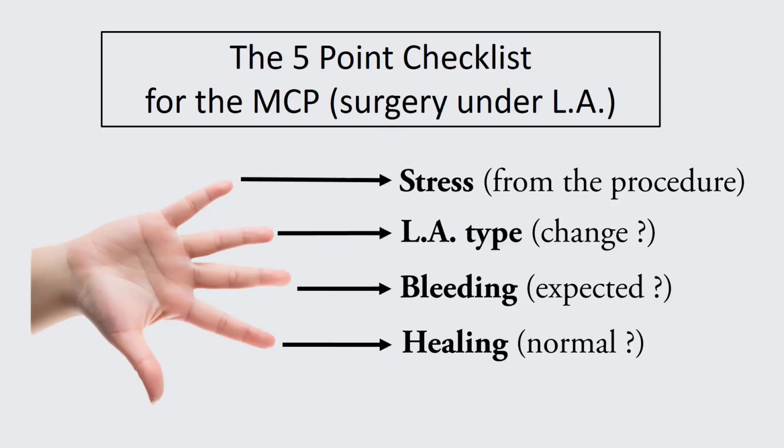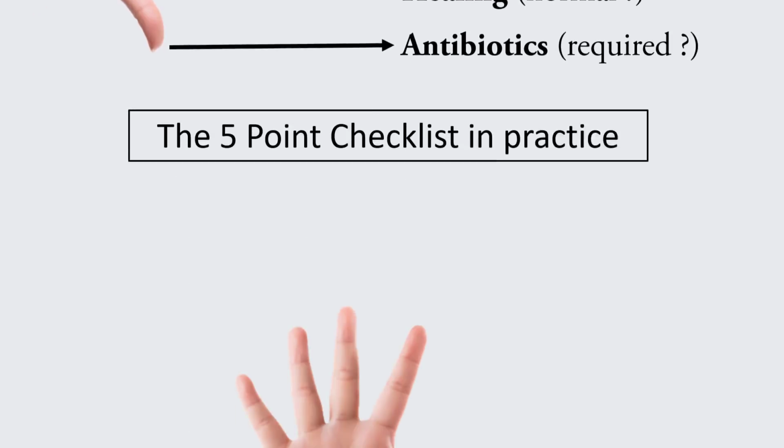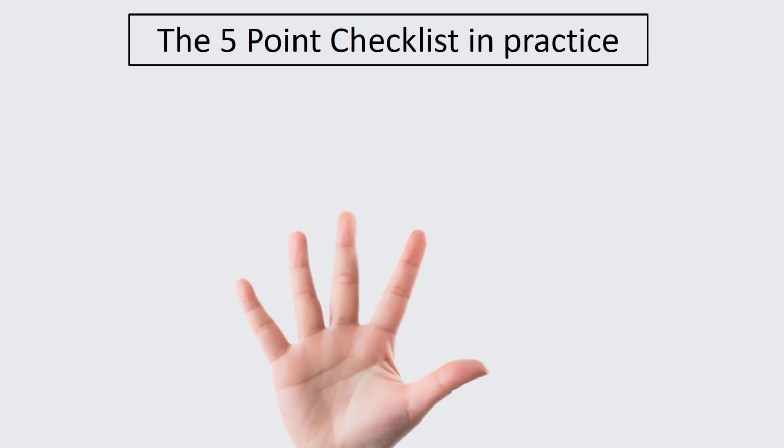So is the wound expected to heal normally in this patient or not? And of course, you need to consider soft tissue as well as bone healing at this point. The last point is antibiotics as a postoperative prescription. So does the patient, after completing the procedure, require the prophylactic postoperative antibiotics or not? Now, to put this checklist in practice, let us see some examples for its application in different medical cases.